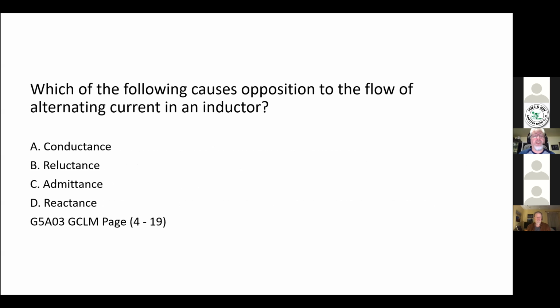Which of the following causes opposition to the flow of alternating current in an inductor? A, conductance. B, reluctance. I like that one. C, admittance. Or D, reactance. Reactance. Yes. Delta is correct. Reactance. I'm not reluctant anymore.